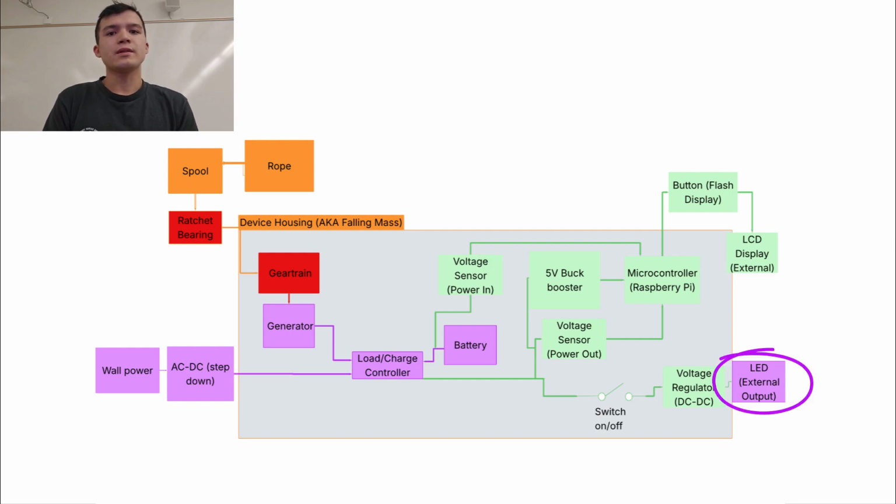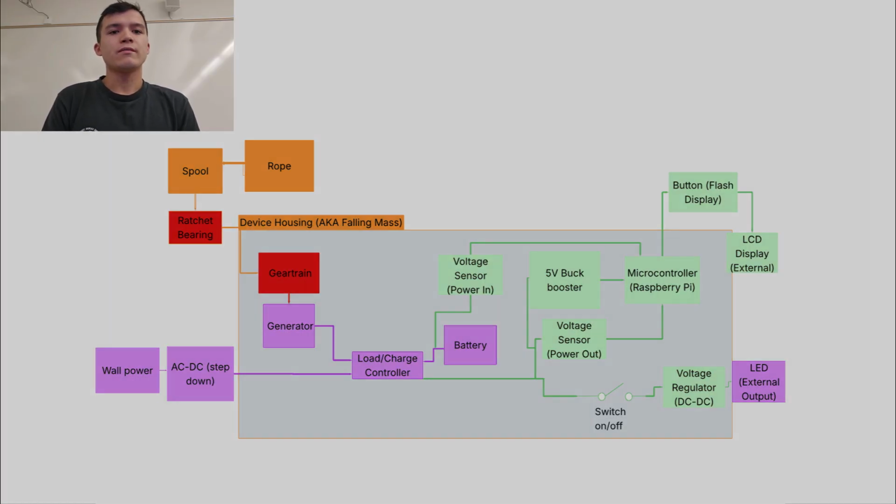As for the lighting subsystem, seen to the right, its purpose is to provide at least 400 lumens to meet our project specifications. Just before the light, there will be a DC to DC voltage regulator.